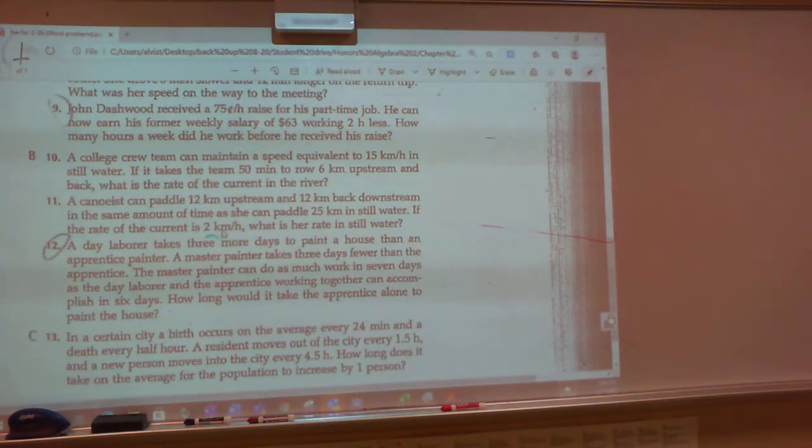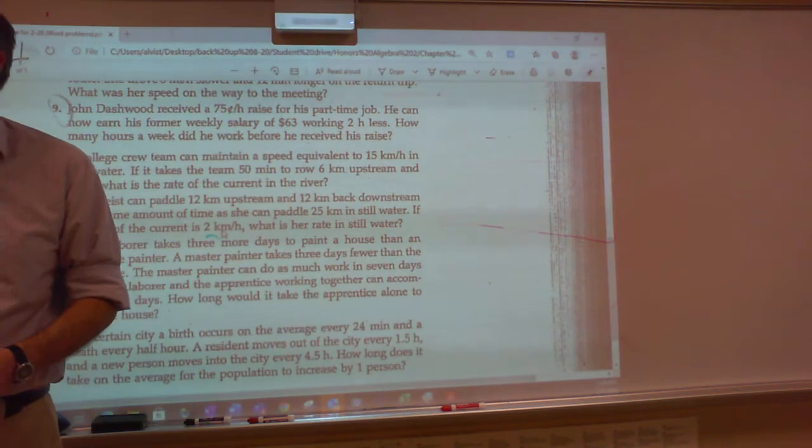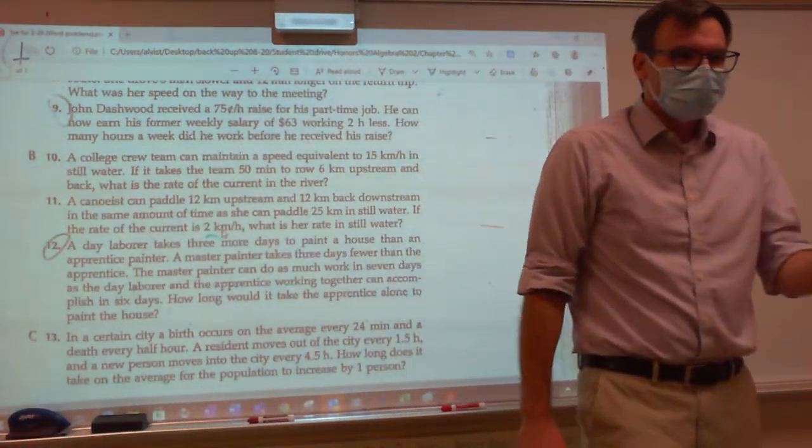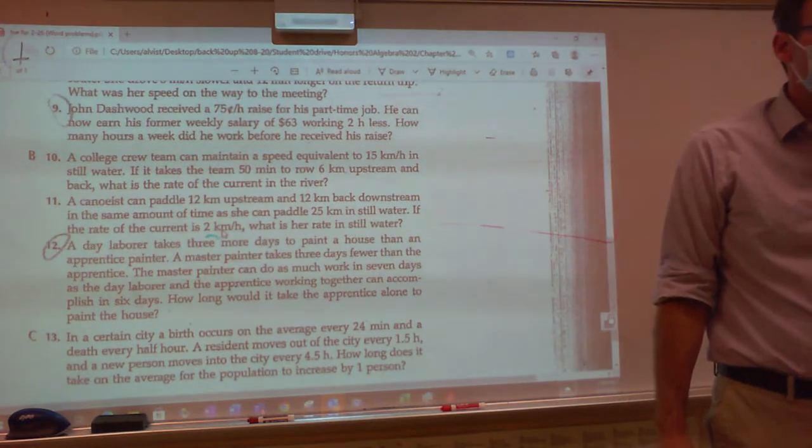It says John Dashwood received a 75 cent an hour raise for his part-time job. He can now earn his former weekly salary of $63 working 2 hours less. How many hours a week did he work before he received the raise? Whoa. That looks completely different, doesn't it?